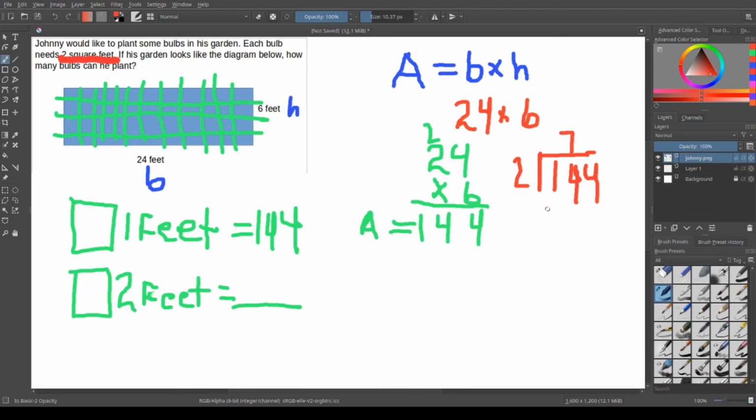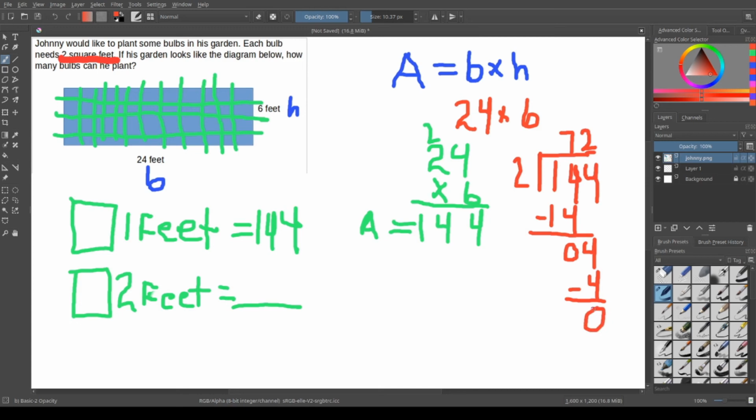2 times 7 is 14. I have to subtract, as in standard division. Or if you use your calculator, you already got the answer by now. 14 from 14 is 0. So I'll bring down my 4. Then I must ask myself, what number times 2 gives me this 4? And the answer is 2. So 2 times 2 is 4. I subtract my 4 and I have 0.